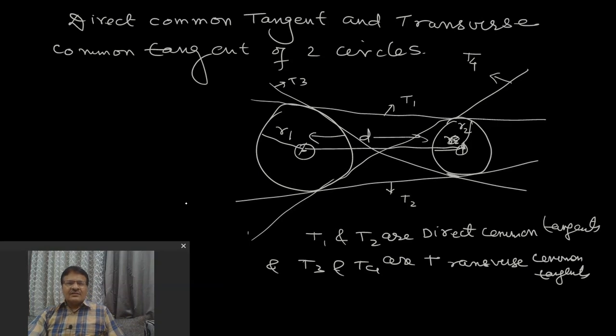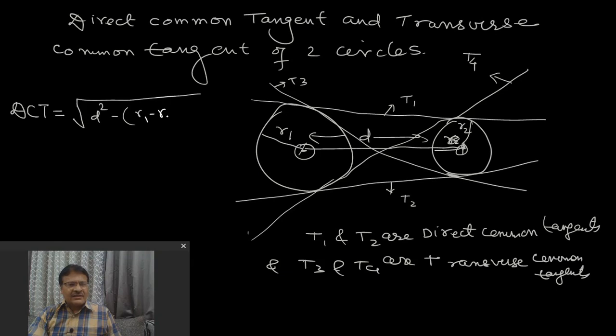Is that clear? So the length of direct common tangent, I can write simply DCT. I would like to show you the formula for the direct common tangent, that is square root of d square minus (r1 minus r2) whole square. This is the formula for direct common tangent.